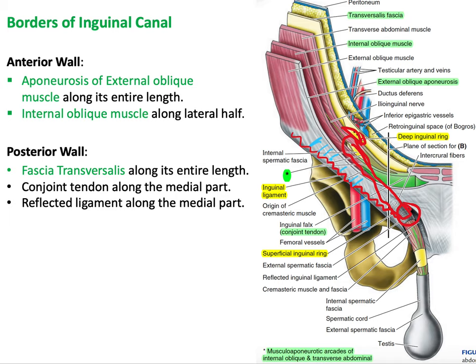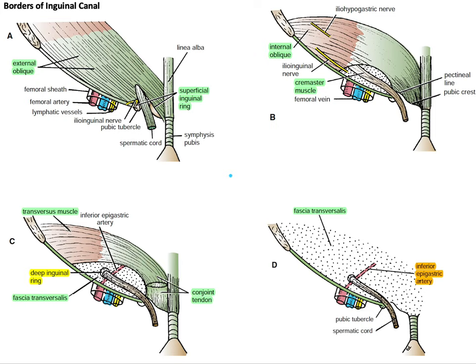And also, if you look here, I would like to show you better. Okay, start from this figure. This is the linea alba in the middle, symphysis pubis, anterior superior iliac spine, and this is the inguinal ligament. You know why? Because this muscle is the external oblique from outside, right? This is the aponeurosis of external oblique that has an opening here, which is the superficial inguinal ring. So the canal should be here. So anterior to the canal is the aponeurosis of external oblique.